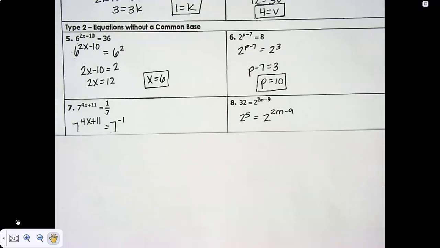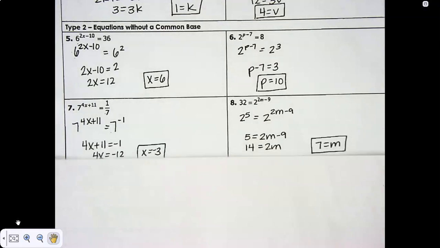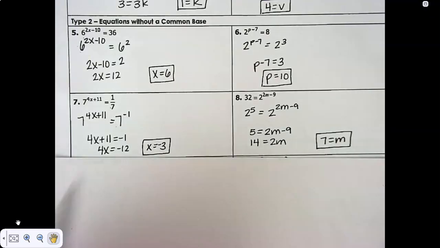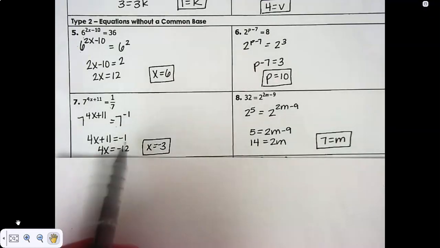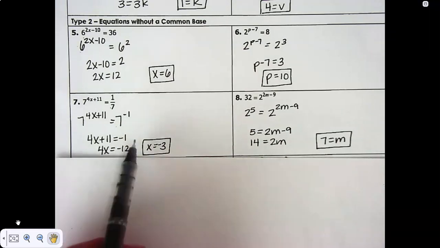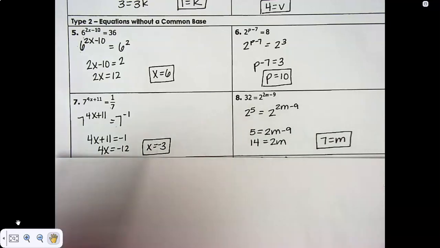Once I've done that, I see automatically I have a common base of 7. So I can go ahead and drop the 7s and then just solve the resulting equation that's left over in the exponents. 4x plus 11 equals negative 1. I go ahead and subtract 11 from both sides. I get 4x equals negative 12. Solve for x, you get x equals negative 3.